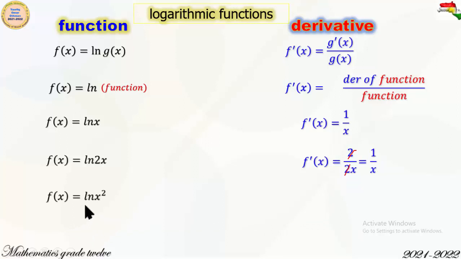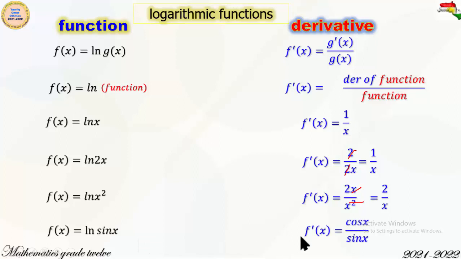F of x is equal ln of x squared. The derivative of x squared is 2x, and write x squared at the denominator. Cancelling x with the x, it remains 2 over x. F of x is equal ln of sine x. F prime of x is equal. The derivative of sine is cosine over sine.